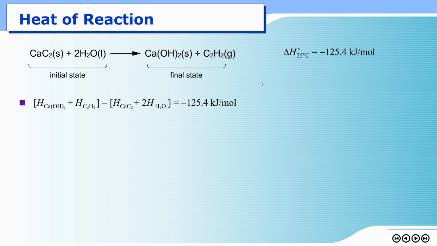We can state that at this given temperature of 25 degrees Celsius and given pressure of 1 bar, I say 1 bar because the circle here is an indicator of the standard enthalpy change, the enthalpy change here is equal to minus 125.4. It means that the final state has lower enthalpy than the initial state.